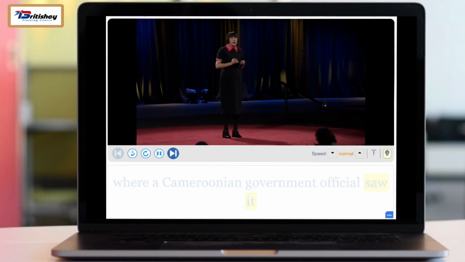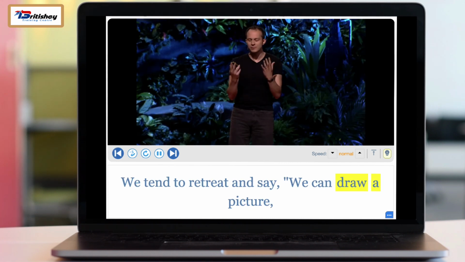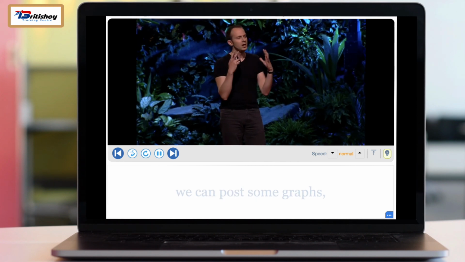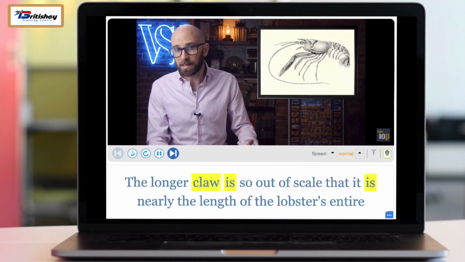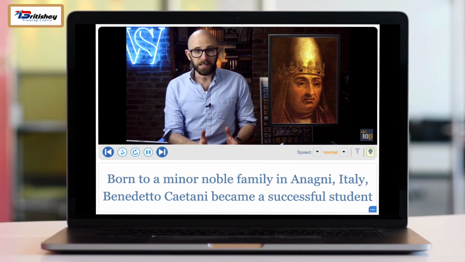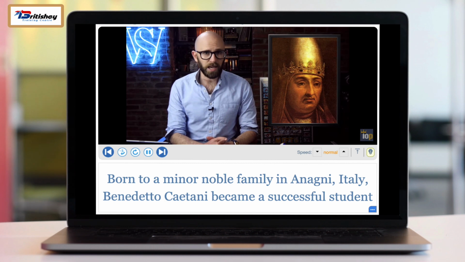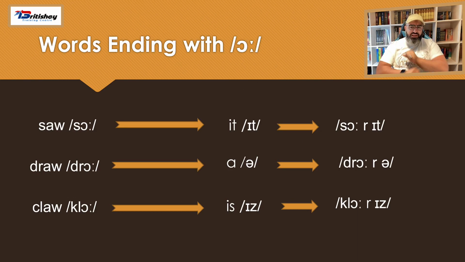Let's go. He posted the idea on Facebook where a Cameroonian government official saw it and managed to secure a government grant from him. We tend to sort of retreat and say, oh, we can draw a picture, we can show some graphs. The longer claw is so out of scale that it's nearly the entire length of the lobster's body. Born to a minor noble family in Anagni, Italy, Benedetto Caetani became a successful student of canon law and later a member of the Roman Curia. Now, some more examples from the Australian accent.